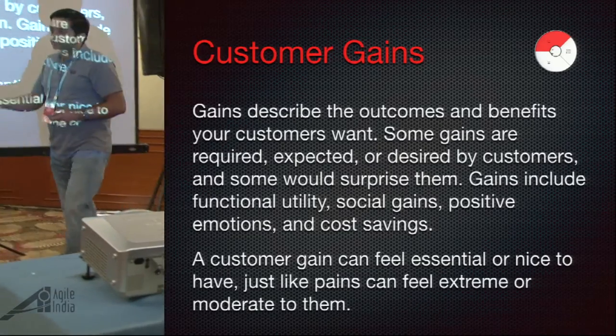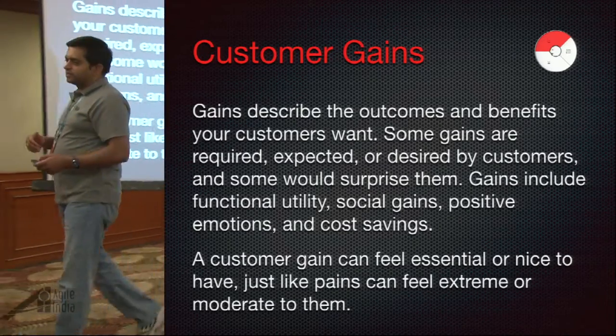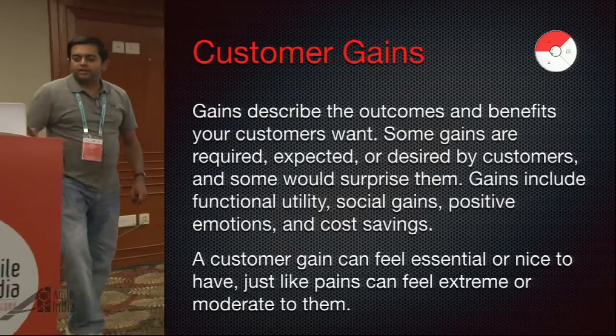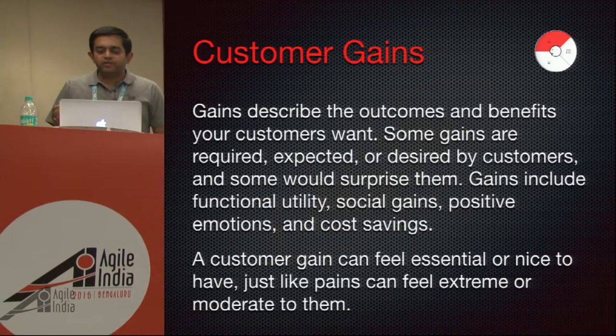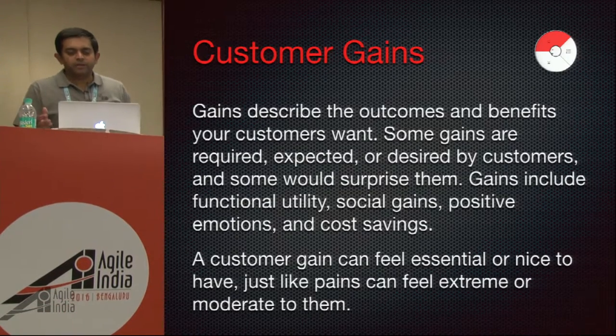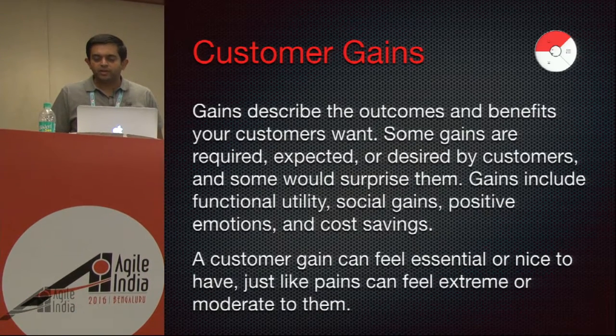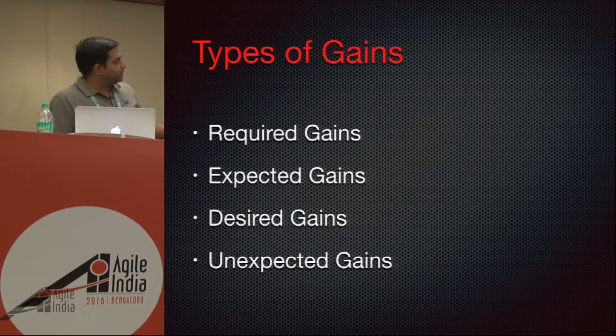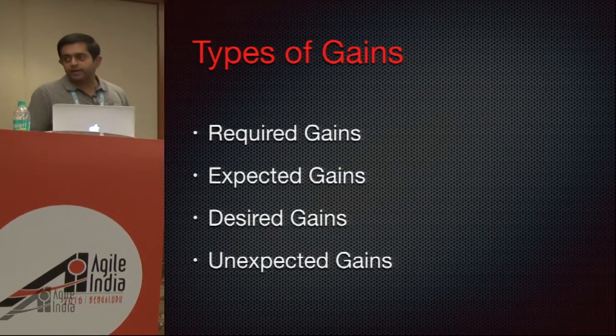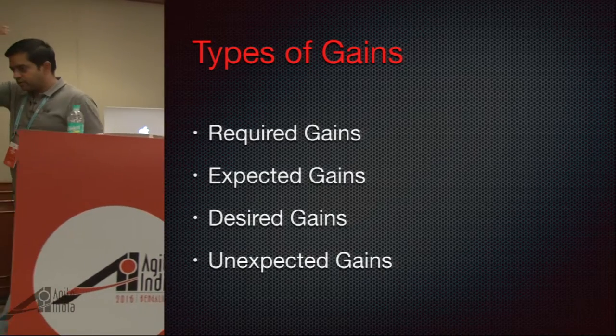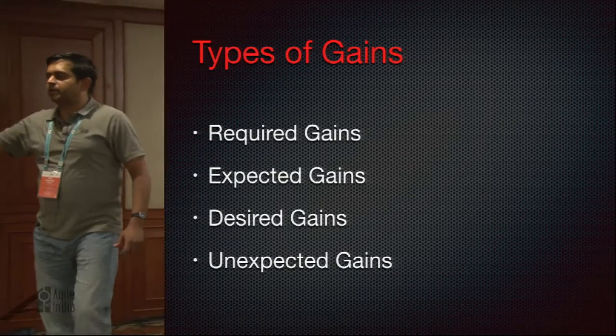Let's look at the gains. That is the third quadrant on the customer side of the equation. What are the gains? The gains describe outcomes and benefits your customers want. Some gains are required, expected, or desired by customers, and some would surprise them. They include functional utility, expected gains, required gains, desired gains, and so on. So let's engage with the participants from here.